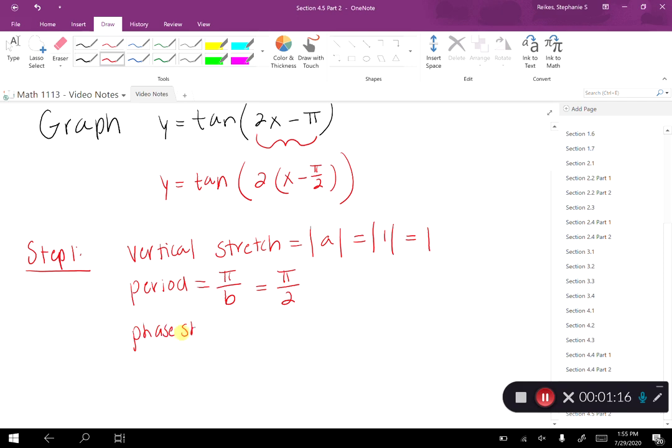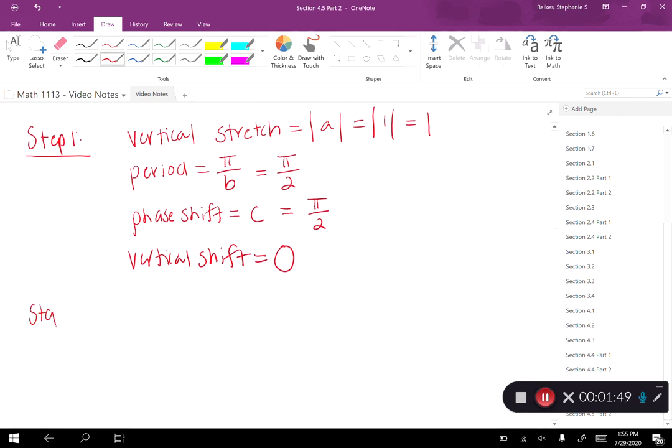Next, I need to calculate my phase shift. Again, that is the c value. In my problem, I see I have minus pi over 2, so that means it's a shift to the right, also pi over 2. And last but not least, I have my vertical shift. I don't see anything adding or subtracting out here on the outside of the function, so vertical shift 0, it's not moving up or down.